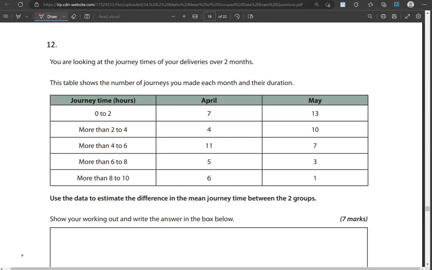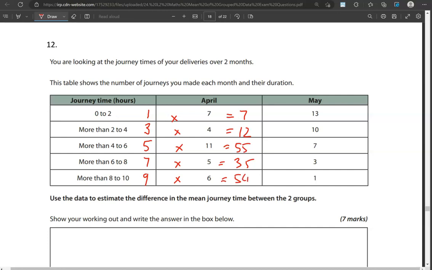So between 0 and 2, midpoint is 1. More than 2 to 4, so that's going to be 3. Between 4 and 6, that is going to be 5. Between 6 and 8, it's going to be 7. Between 8 and 10, it's going to be 9. So we're going to multiply 1 by 7, which gives us 7. 3 by 4, which gives us 12. 5 by 11, which gives us 55. 7 by 5, which gives us 35. 9 by 6, which gives us 54.